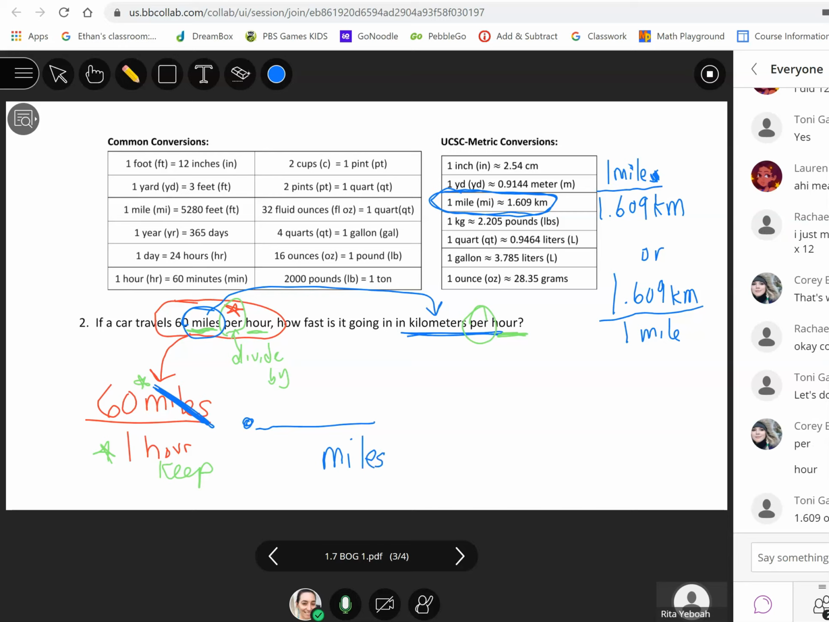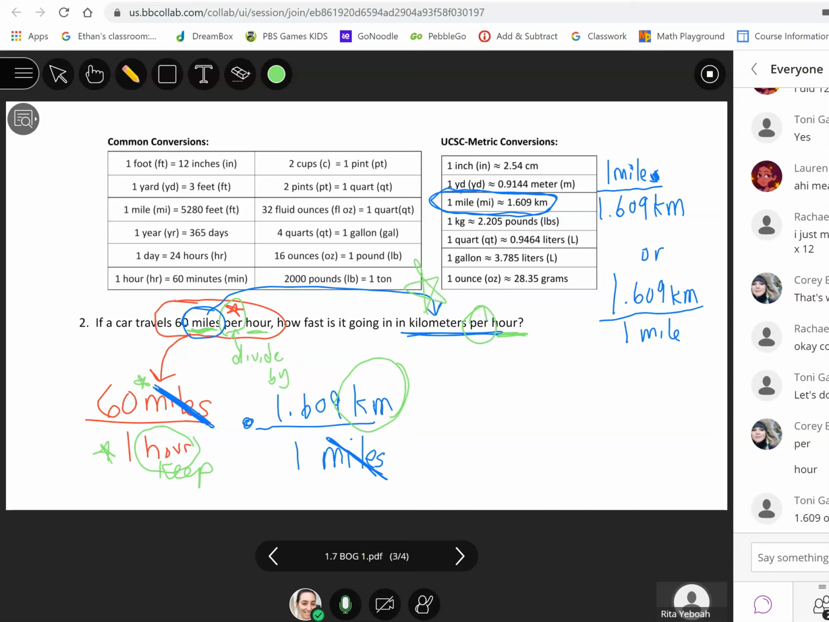That's correct, Tony. So the 1.609 kilometers is going to go on the top, and the 1 mile will go on the bottom. So now the miles in the numerator on my starting amount will cancel the miles on my, we call that a conversion factor. It's a fraction that's converting stuff for us. And then if I stop here, I'll see, okay, I'm going to have kilometers on the top, hours on the bottom. That's kilometers per hour. So I know my units are right.